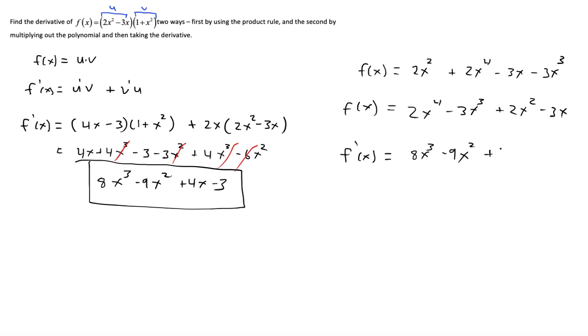2 times 2 is 4. Subtract 1 from the exponent, so we get x. And then, remember, this is a 1 here. So bring that 1 down, subtract 1. That actually just goes away. We get minus 3. And, of course, we have to get the same answer, because the derivative is unique. So hopefully this is a good example. We can use the product rule, or we can just multiply this out. Either way, we should get the same answer for the derivative.